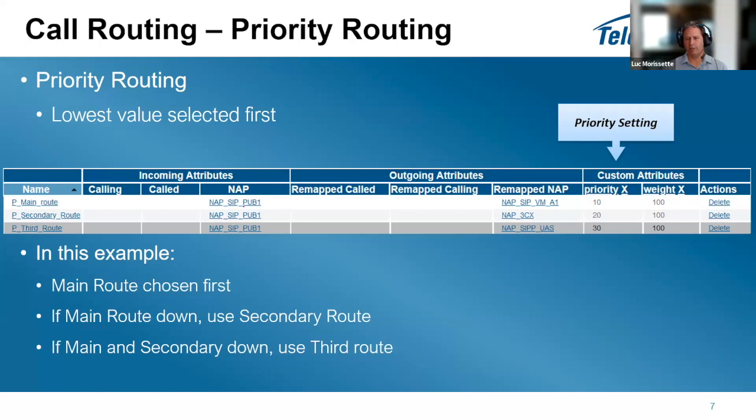So the call coming in from this network access point will go to this VMA1, which is another endpoint on the system. If this one is not available or is refused, it will go to the next one here, which is called NAP3CX. So that's a PBX we have here in our lab. It will go there. If that one fails, it's going to go to the third one.